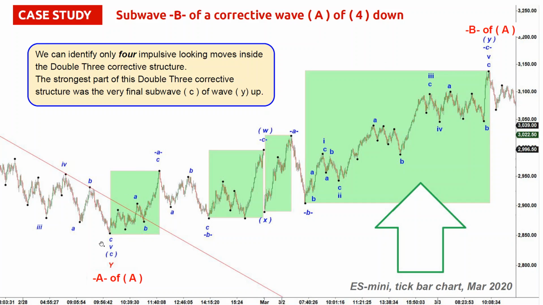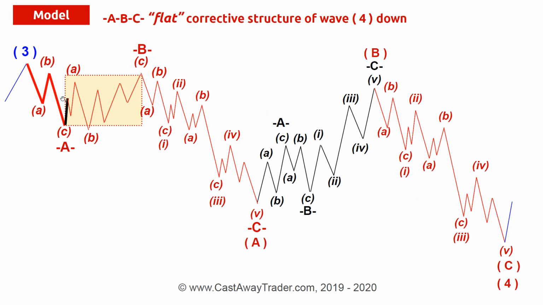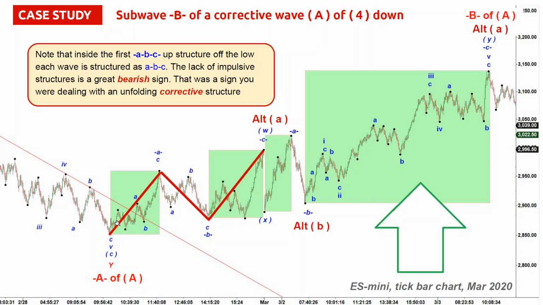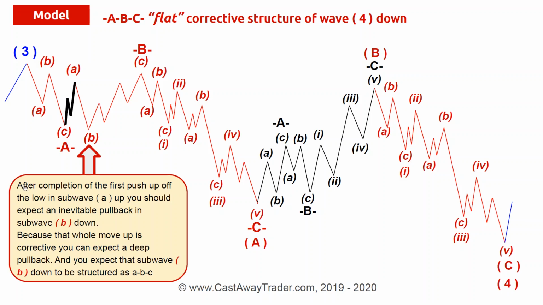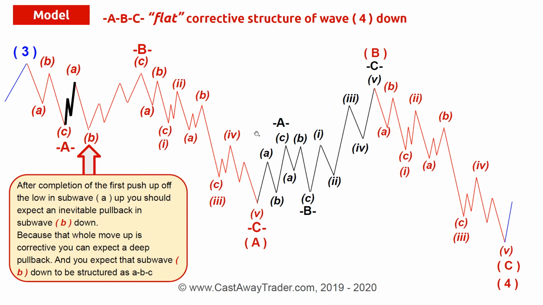So what we got was A, B, C up, and coming back to our diagram, that was ABC up, and then we should get ABC down. Each wave is composed of ABC, ABC, ABC, and even that wave is composed of ABC. Again, that was another sign that you were dealing with an unfolding corrective structure. After completion of the first push up, that A up, we should expect a corrective ABC move down.